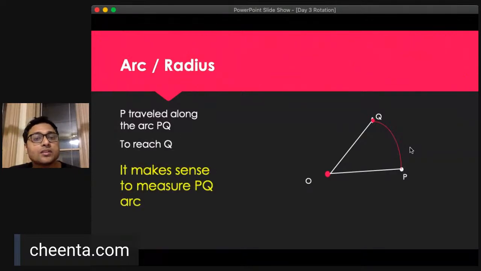One thing you can do is measure the length of the arc PQ, and you can say, okay, maybe the quantity of rotation is probably the length of that arc. But we will be in trouble if we do that. So you have to be very careful about it.